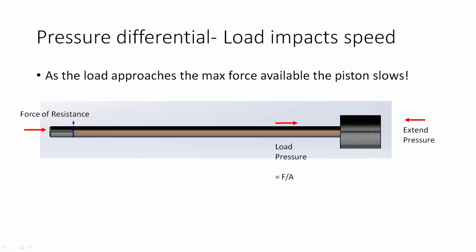So as the load I put on a pneumatic actuator approaches the maximum force available, the piston slows way down. Now I think of load as a force of resistance. The load pressure, or the equivalent of back pressure there, is that force divided by the area. Once the force that the piston can generate is opposed by a resistance force equal, then I have no differential pressure. I effectively have no flow. The extension won't happen on the piston. So that's our first takeaway. If I increase the load, the piston goes slower.